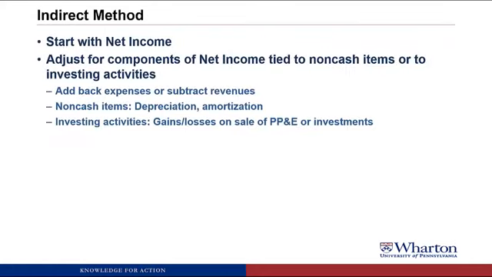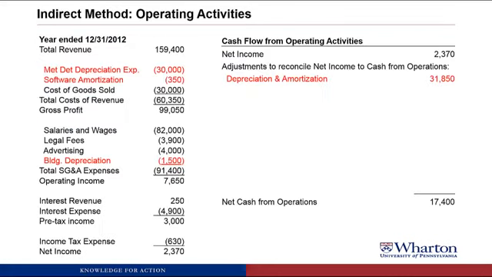Next step in our algorithm was to adjust for components of net income tied to non-cash items or investing activities. We could ignore investing activities for Relic Spotter because they didn't have any gains or losses on sale of PPE or investments. So it really involves adding back the depreciation and amortization. Here is the income statement again. We had metal detector depreciation of $3,000, software amortization expense of $350, and building depreciation expense of $1,500. I'm going to combine those into one line item called depreciation and amortization of $31,850. And we're going to add that back to remove that non-cash expense from net income.